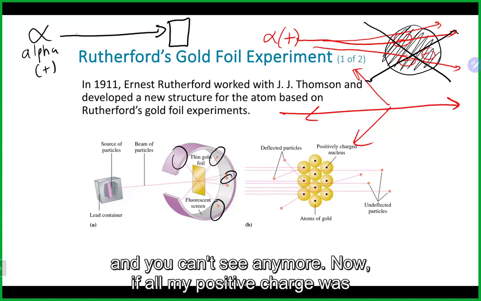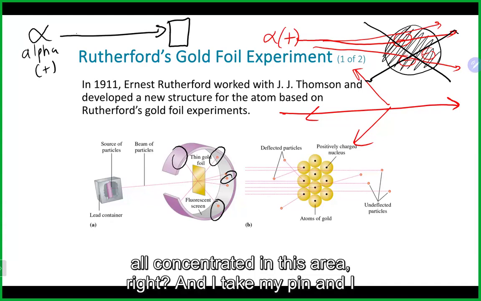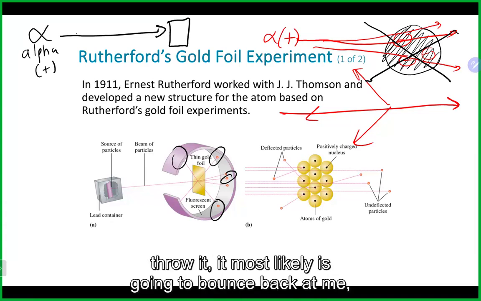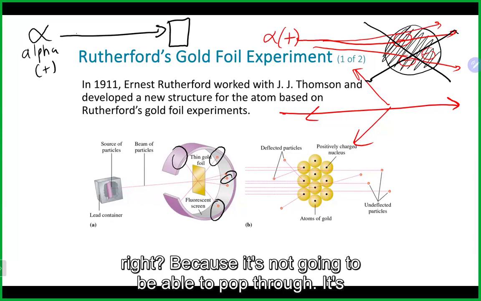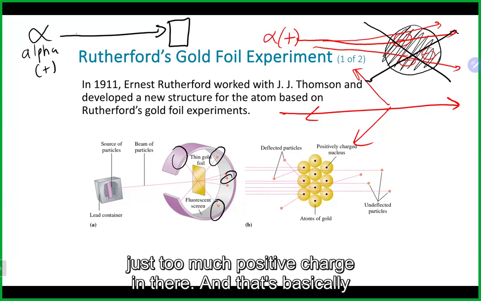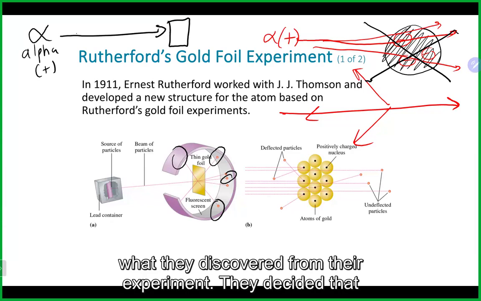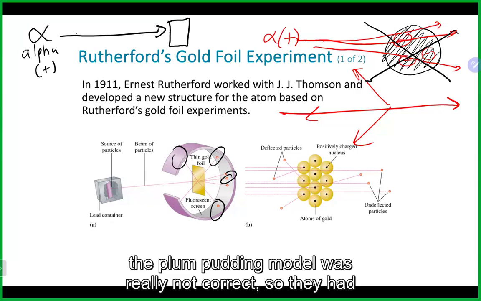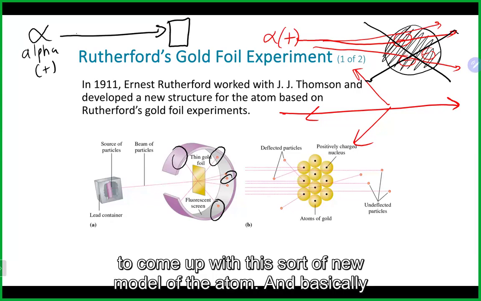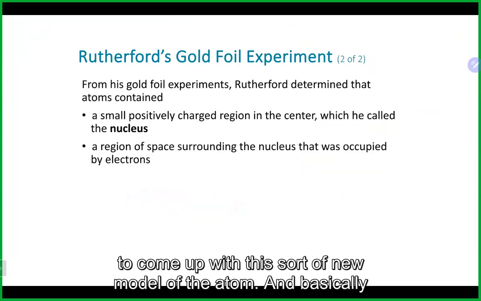Now, if all my positive charge was concentrated in this area, and I take my pen and throw it, it most likely is going to bounce back at me, because it's not going to be able to pop through. It's just too much positive charge in there. And that's basically what they discovered from their experiment. They decided that the plum pudding model was really not correct, so they had to come up with a new model of the atom.